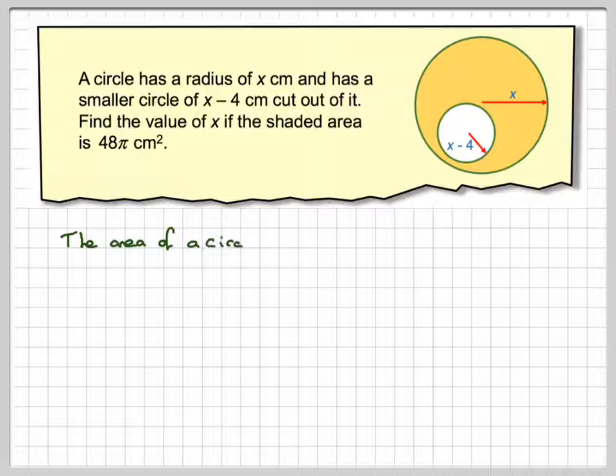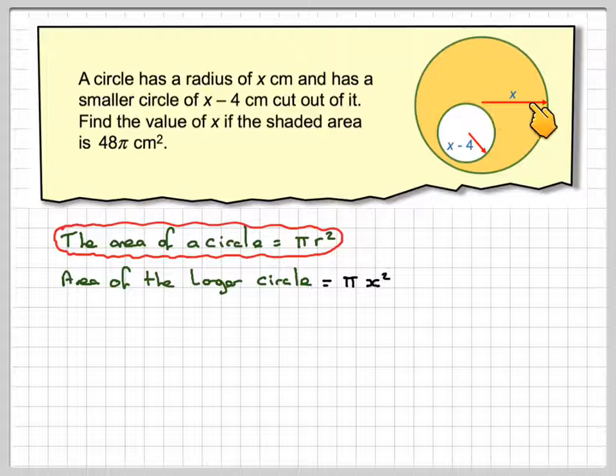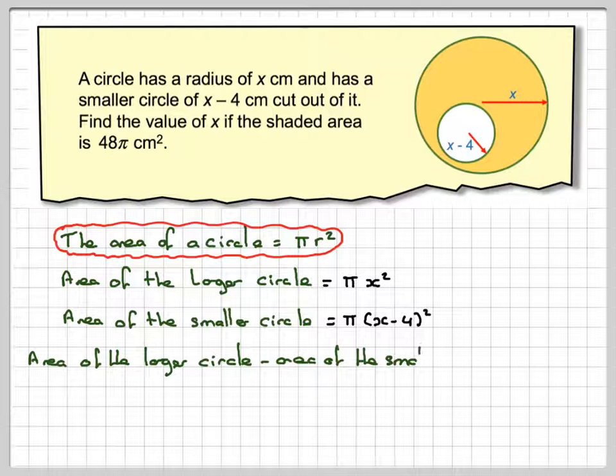Now the area of a circle we know to be pi r squared, so the area of the larger circle will be pi times the radius squared, which is pi times x squared. The area of the smaller circle, this time the radius is x minus 4, will be pi times (x minus 4) all squared. Now we know that the shaded area will be the area of the larger circle minus the area of the smaller circle, and we know that to be equal to 48 pi.